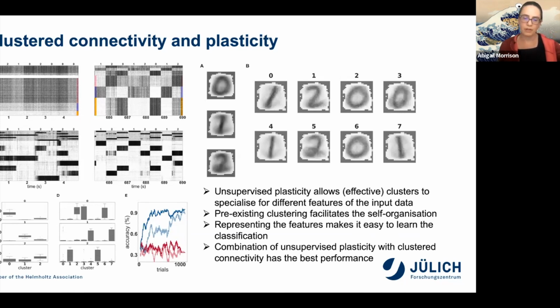The blue curves show that if we have this unsupervised plasticity, then both networks can learn, but the darker curve shows the behavior of the one that already has these pre-existing clusters, and we can see that this network learns faster, has a higher converged performance, and is just generally more robust.